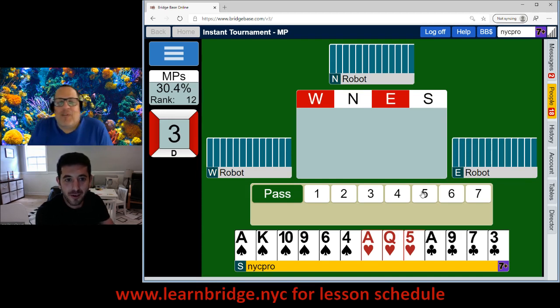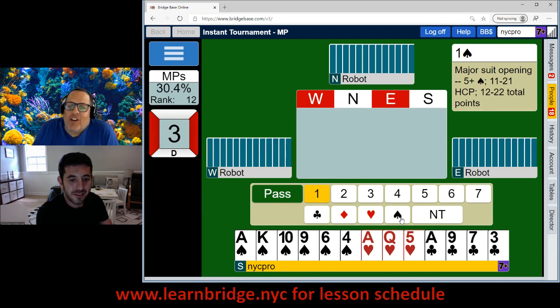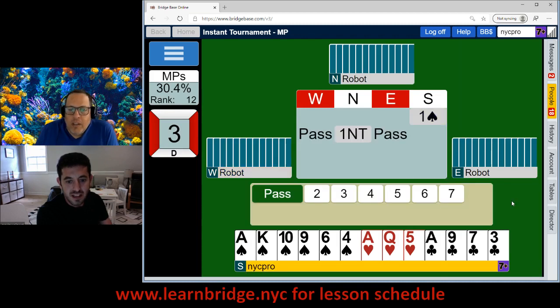All right, so we're getting back to bridge here. We're just going to open this a spade, even though this is a terrific hand. There's really no reason to do anything but open a spade. If partner passes one spade, I will feel completely comfortable that we haven't missed a game. Absolutely. There's no reason to upgrade this hand. This is only 17 points.